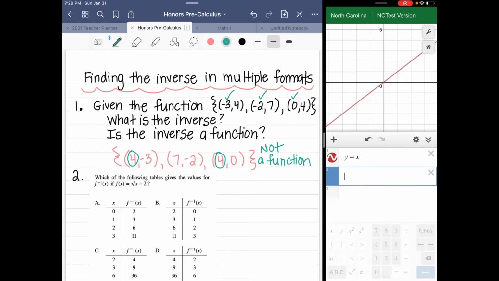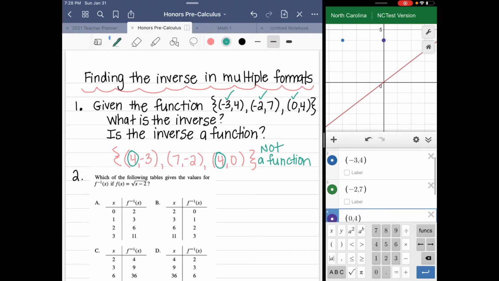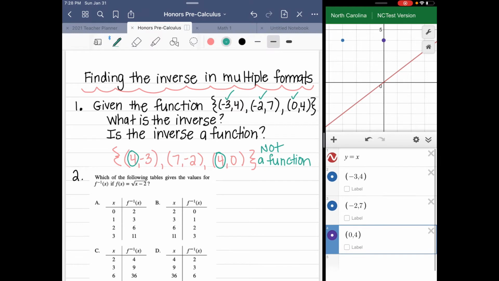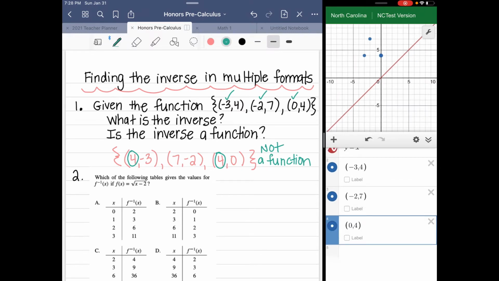Okay, so if I look at this on my set option, I can say that I had -3, 4, and then I had -2, 7, and the last one was 0, 4. Now I'm going to change these so they're all in blue, and we can see that these are all grouped together.